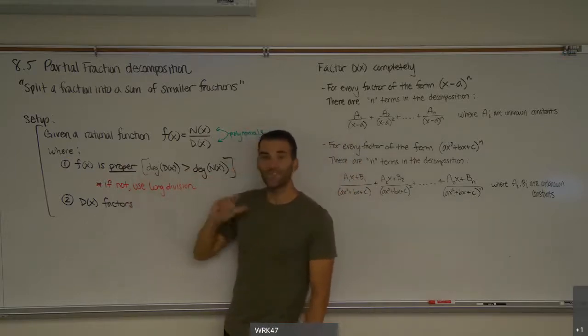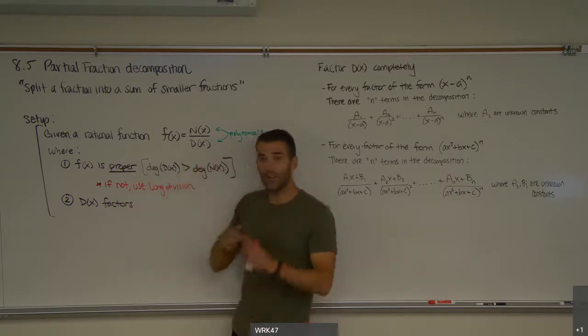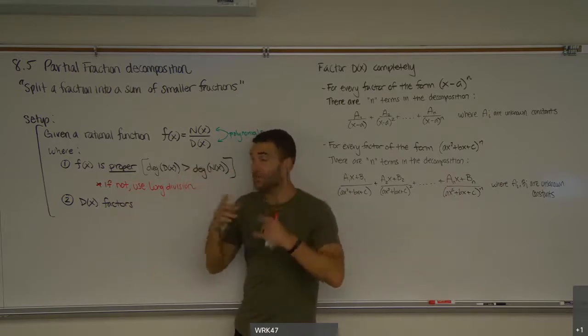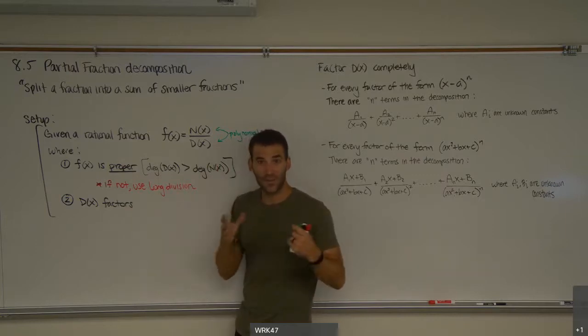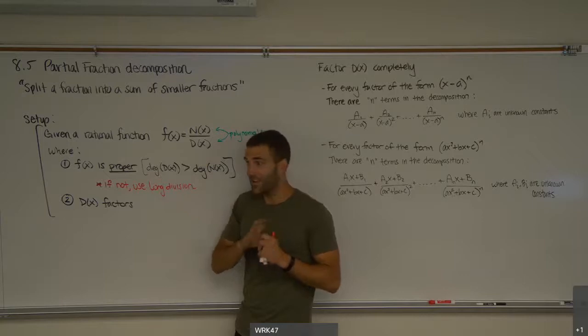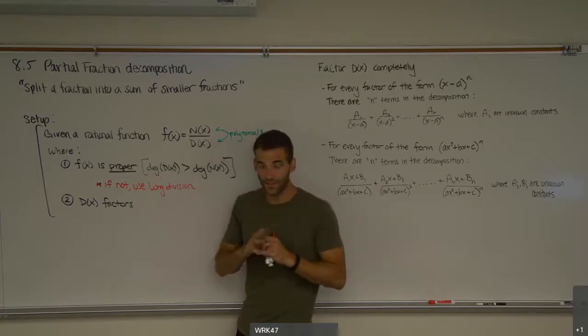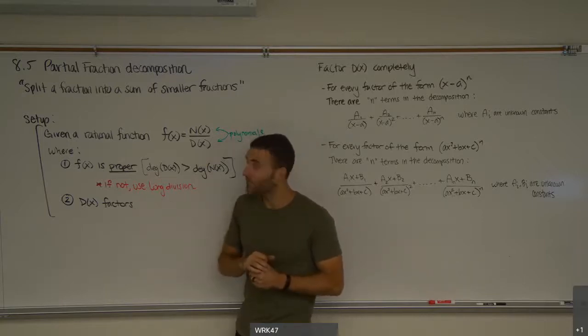And then d of x factors. What do I mean by that? The denominator, we can factor it in some way, right? It's a polynomial. So we can pull out some linear terms, maybe quadratic terms, depending on how large the polynomial is. And hopefully we can factor it completely. Factor it as much as we can. That's going to be the goal.